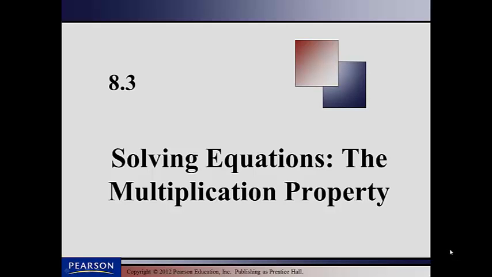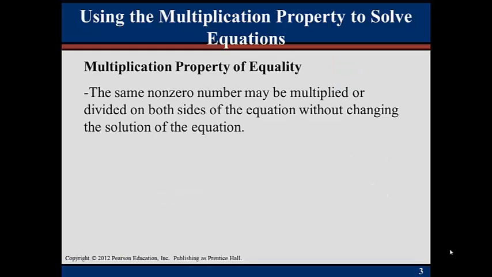Now we're in chapter 8.3 and we're going to be solving an equation using the multiplication property. The multiplication property says that the same non-zero number may be multiplied or divided on both sides of the equation without changing the solution of the equation. So just like the addition property, when it said the same number may be added or subtracted on both sides, with multiplication you may multiply or you may divide.